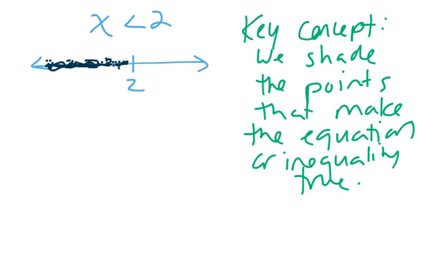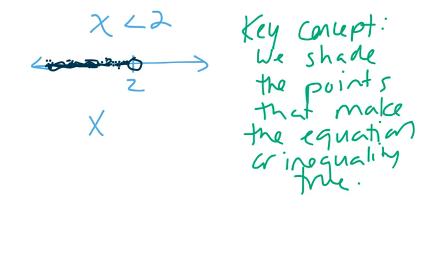But we don't want to include the 2, which means we don't want to shade the 2 because the 2 is not something that makes it true. And the way we do that is with what's called an open circle or an open dot. Okay? And it marks the boundary, but because we leave it unshaded, what we're saying is that actually doesn't work. All it is is the boundary.